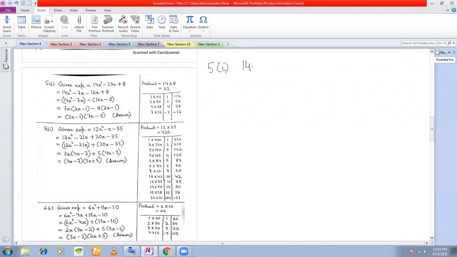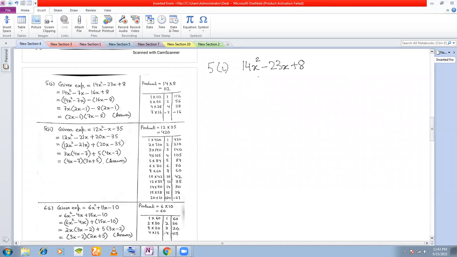Given expression is 14x square minus 23x plus 8. You need to factorize this. As I told you, if you see this is descending powers of x, first power of x is 2, then the power of x is 1, and the next power is 0. So you can apply middle term factorization here. You can factorize the middle term.